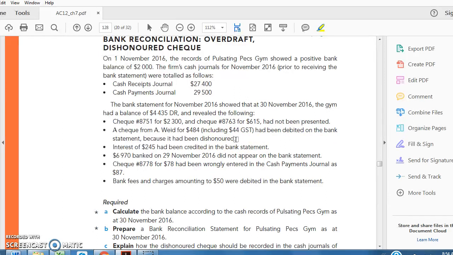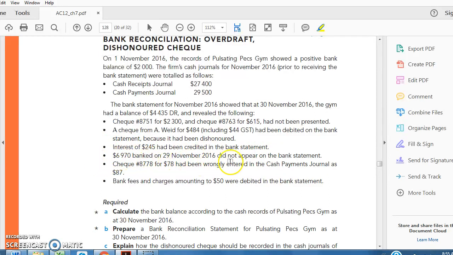So you would have read through chapter 7, which gives us a bit of theory and background into what we're looking at. A dishonored check is a check that I guess didn't have any money in the bank. So A Weed, in this example, he gave a check for $484 but didn't have that amount in his bank account, and therefore Bill or whoever owns Pulsating PEX Gym couldn't redeem that $484. Interest of $245 being credited in the bank statement.